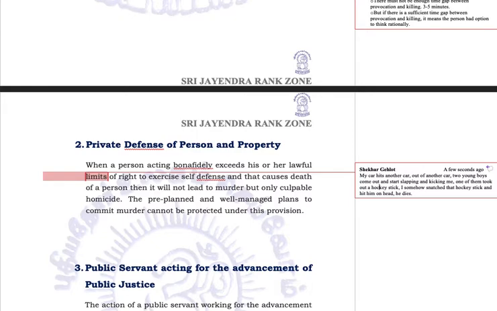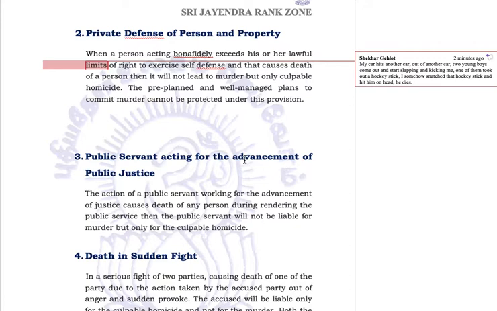All the ingredients now are of murder. But because I am just trying to exercise my right to defense, I am trying to defend myself, but ultimately I have exceeded my right to private defense, that shall not count as murder. It will remain culpable homicide only. It won't be treated like a murder. Why? Because the law gives me an exception in such scenarios.